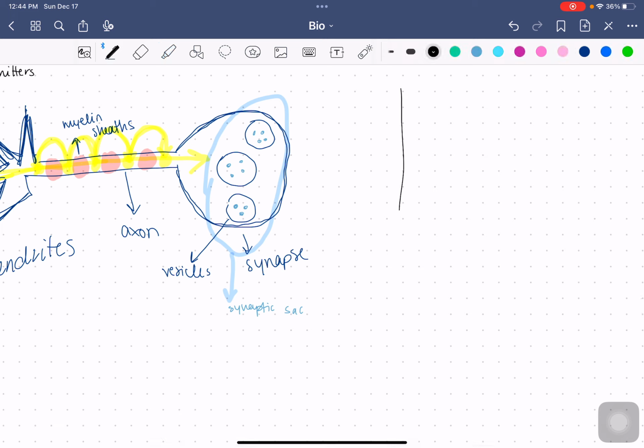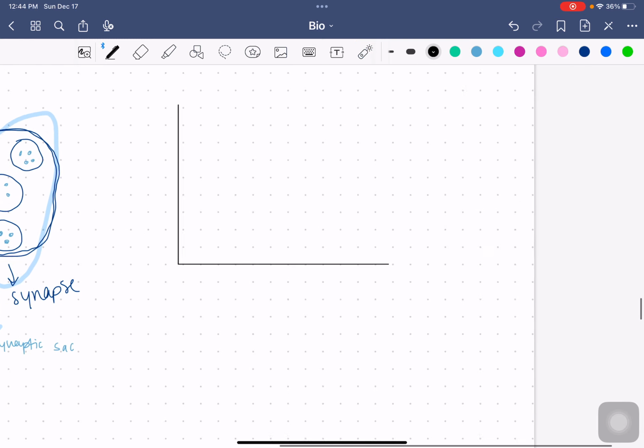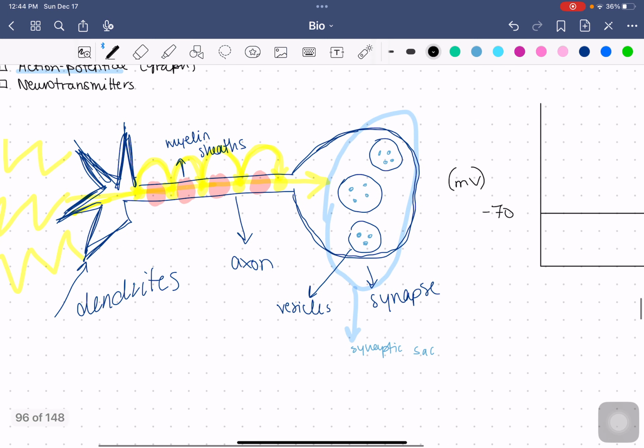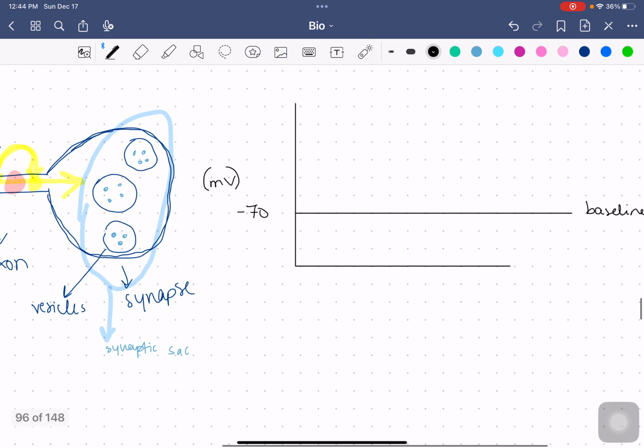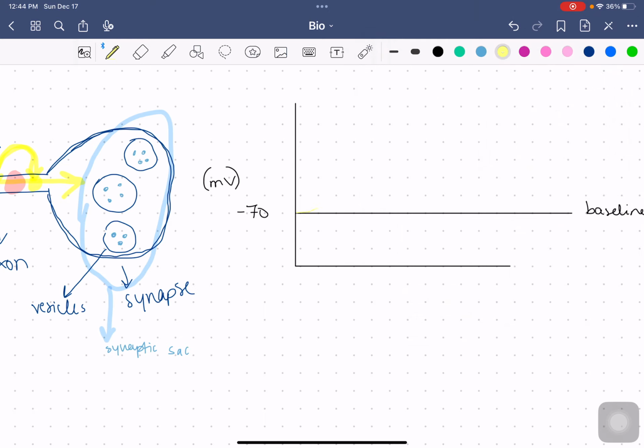Okay, so in our action potential, we already spoke about how we're getting the impulse right over here. When we get the impulse, let's mark our baseline first. It's going to be minus 70 mV. This is going to be our baseline. So let's go back to this drawing for a second. Before we receive an impulse, we're just chilling at baseline, at minus 70 millivolts. Though, when we get the impulse, we're going to shoot up.